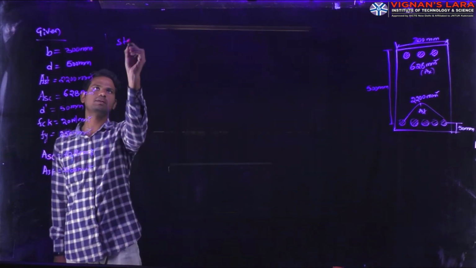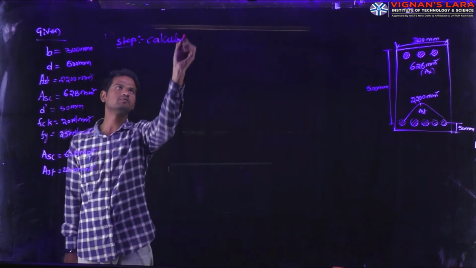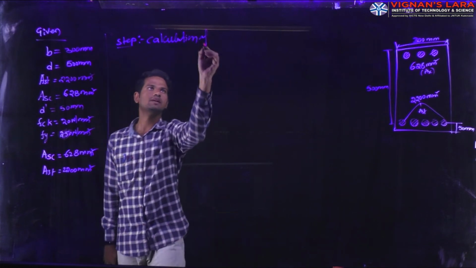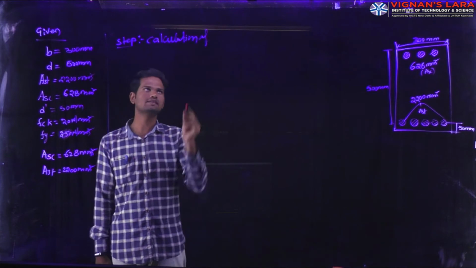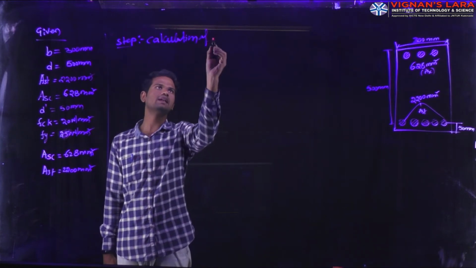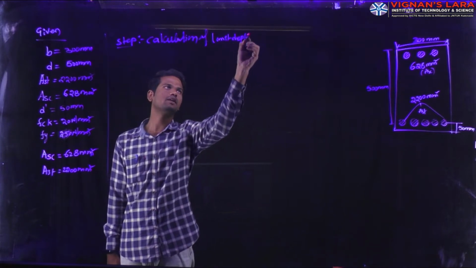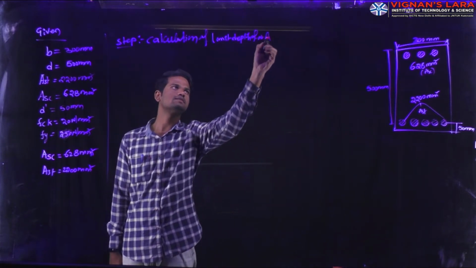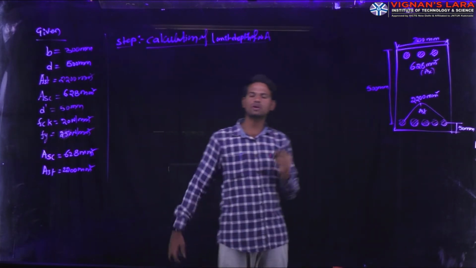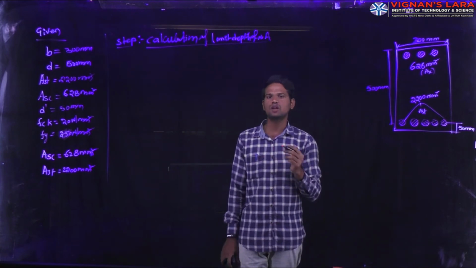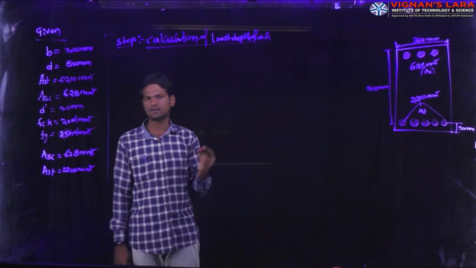Step 1 is calculation of maximum depth of the neutral axis. You can write either maximum or limiting depth of the neutral axis. I am writing calculation of limiting depth of the neutral axis. If you observe in your code book, they have mentioned how to calculate the limiting depth of the neutral axis, or XU max, for different grades of steel.